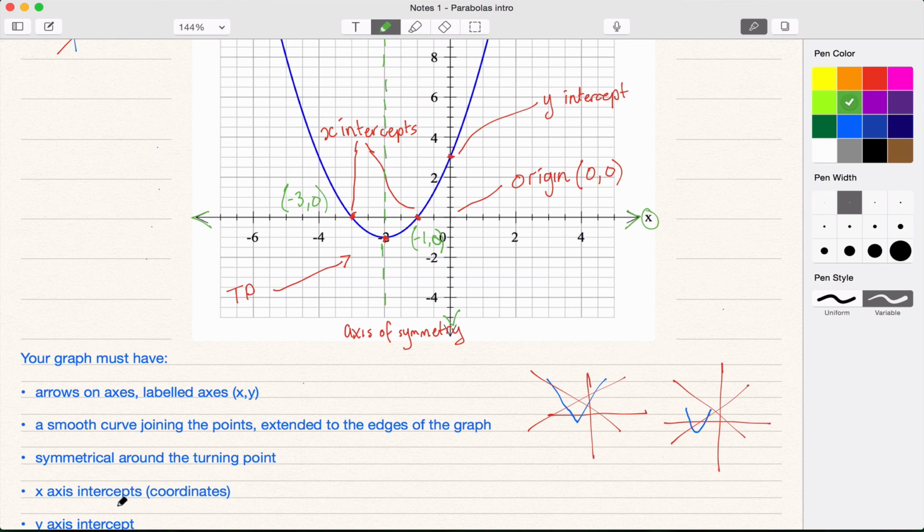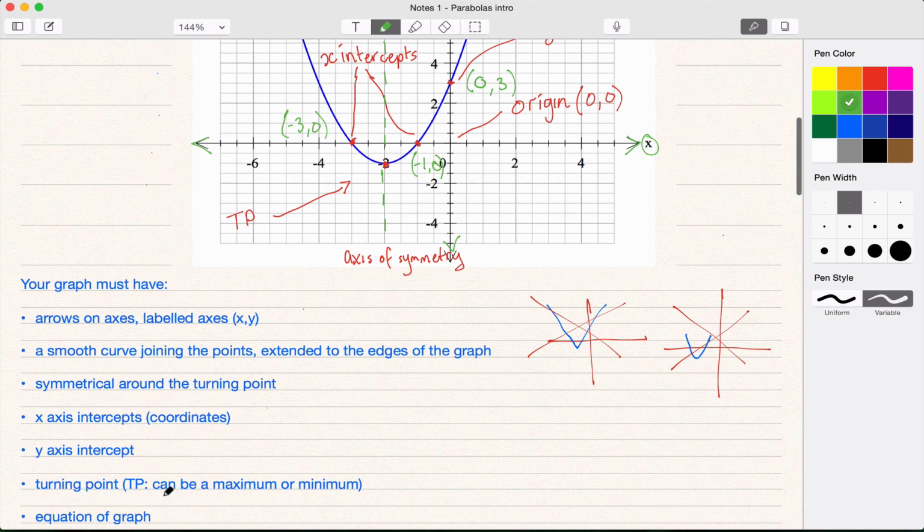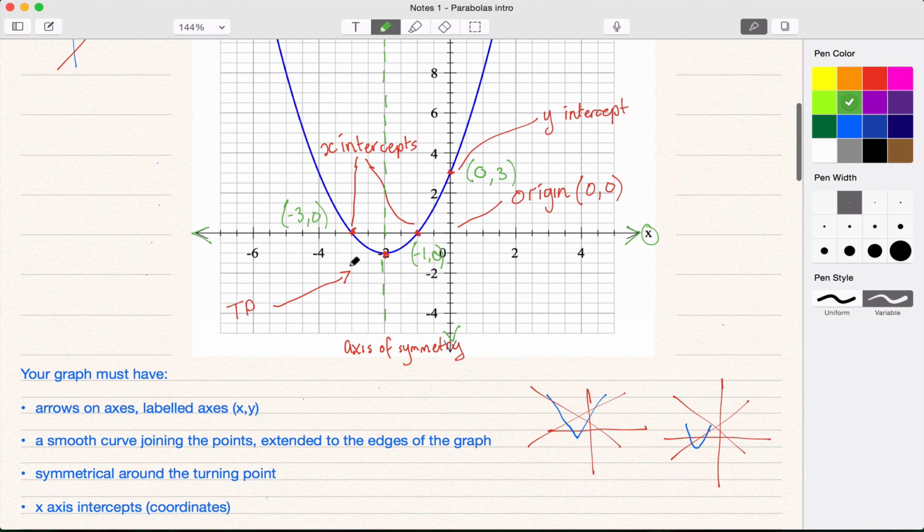You need to label the y-axis intercept, which is here. Same thing with your coordinates: 0, 3. You need to label the turning point. So this one here is a minimum, and normally you'd put this point closer up here. I just don't have room at the moment, so I'm drawing an arrow. Label it with coordinates, -2, -1.